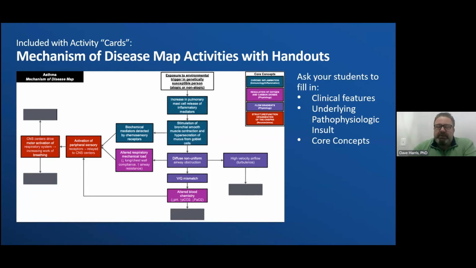Several activities include a mechanism of disease map handout. Some students can fill in just the clinical features or underlying pathophysiological insult, or complete the whole map. These are available for each script. This allows learners to recall and trace the disease process and leaves them with a useful takeaway study tool.